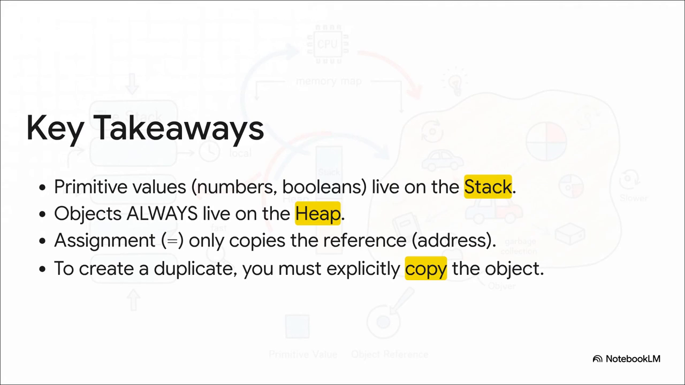So let's just do a super quick recap. Simple little things like numbers and true-false values, we call these primitives. They live directly on the fast stack. But bigger, more complex things are objects. They always live out on the heap. The equal sign just photocopies the reference, that claim ticket. And if you actually want a new independent copy, you have to explicitly ask for one.